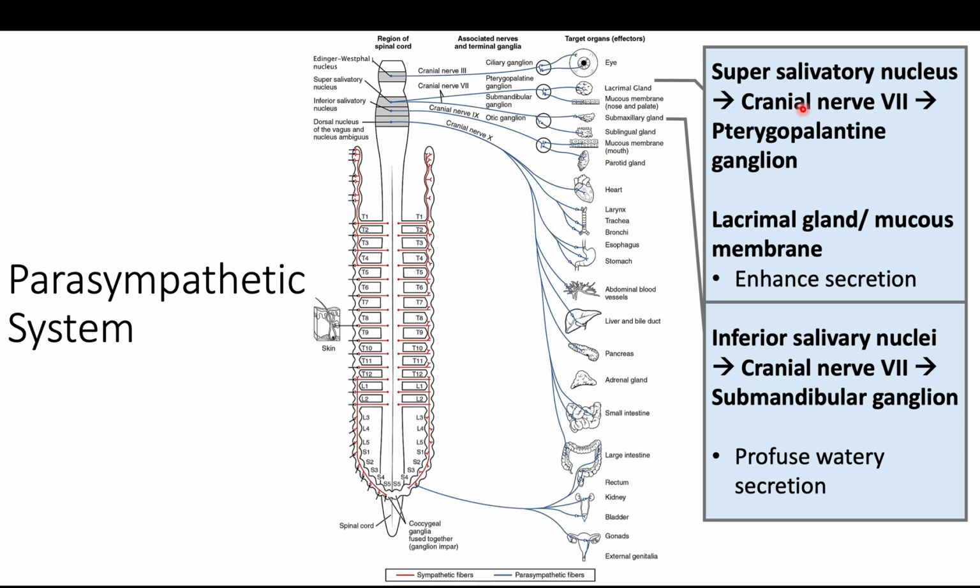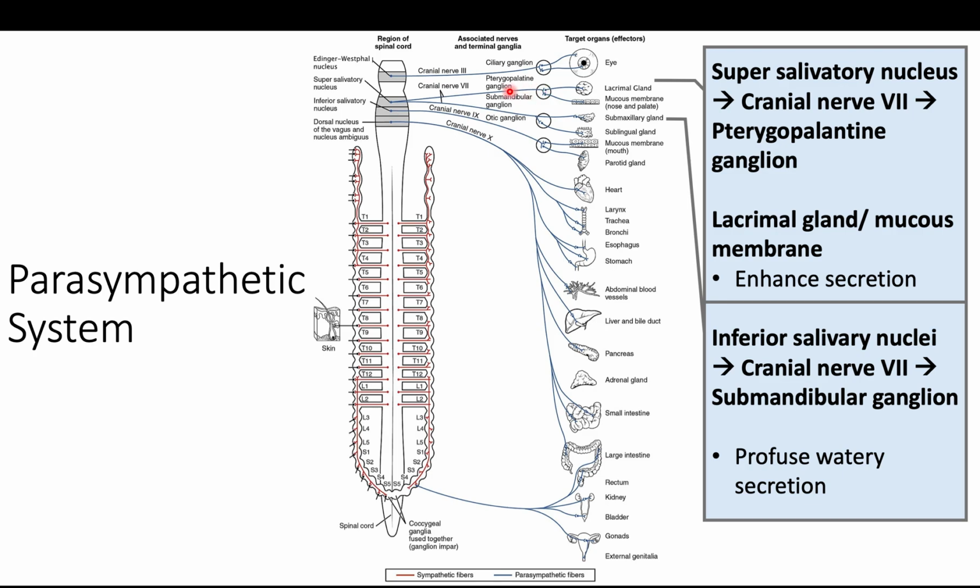Okay, so now let's take a look at the superior salivary nucleus. Superior salivary nucleus, this one. Okay, this portion. So it will come out as cranial nerve number 7. Okay, and it will go to the pterygopalatine ganglion, and it will cause activation of the lacrimal gland, and it will enhance the secretion.